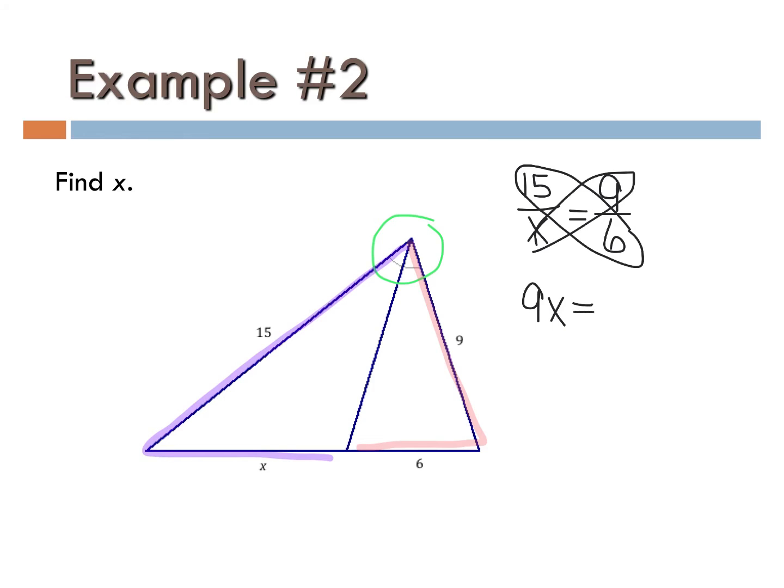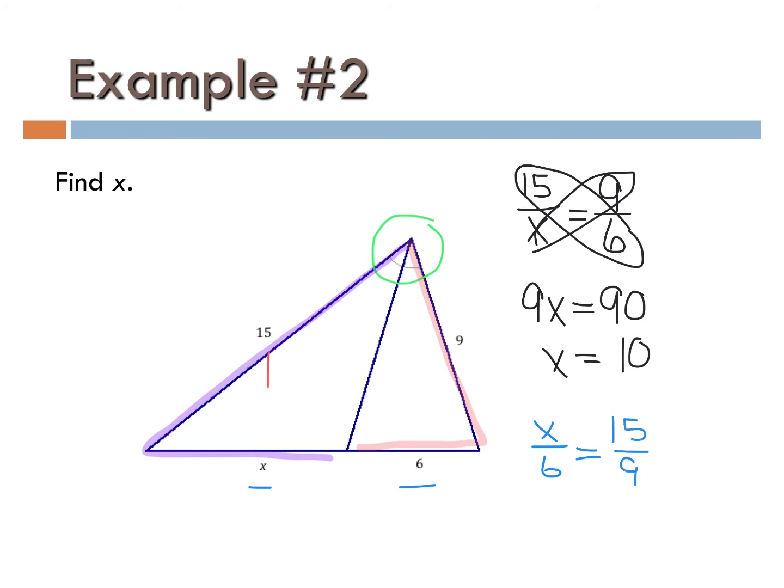Okay, so cross products. 9 times x is going to equal 15 times 6, which is 90. x is going to equal 10. Okay? Again, I could have written this a different way. I could have written x over 6. So if I go x to 6, left bottom to right bottom, I have to go left side to right side. Cross products would be the same.